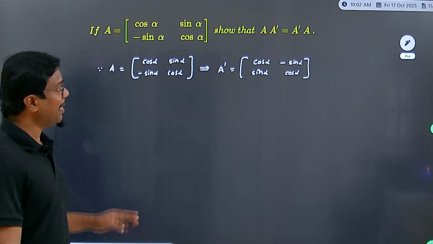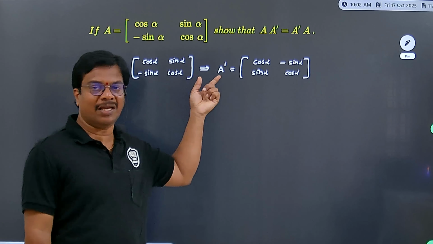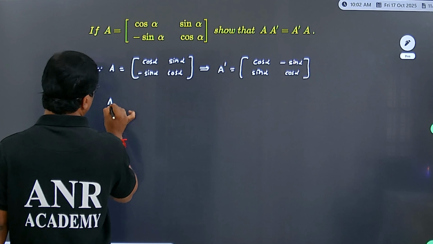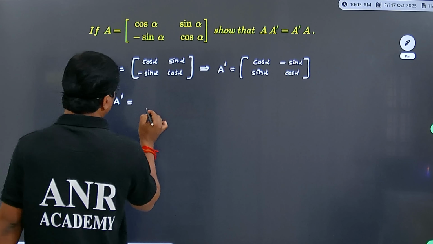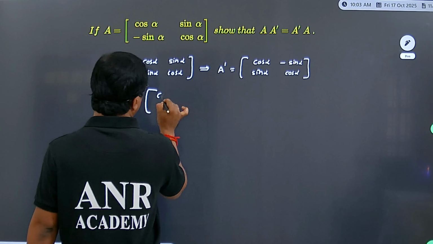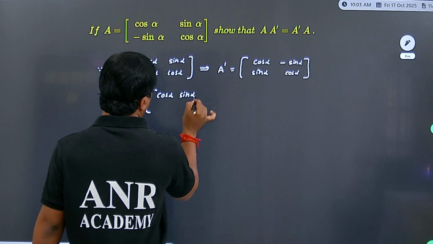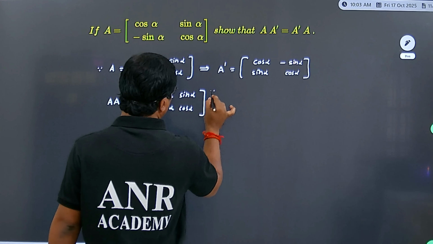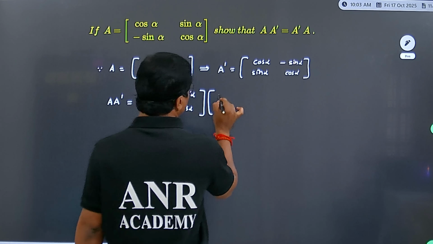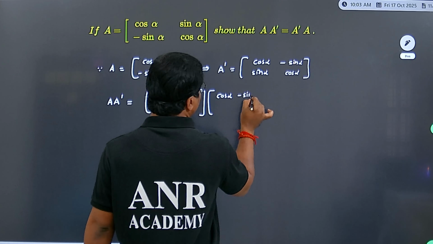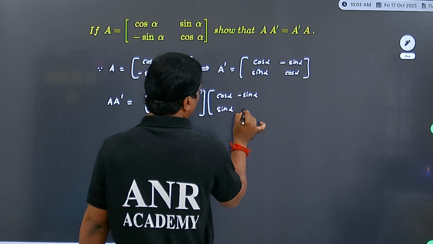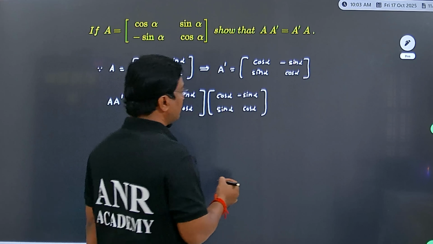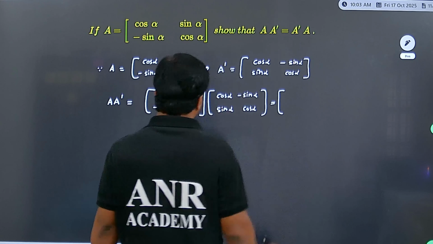First find A into A transpose and then find A transpose into A, and then check whether they are equal or not. Yes, A into A transpose: A is cos alpha, sin alpha in the first row, minus sin alpha, cos alpha in the second row. It is multiplied by its transpose, cos alpha, minus sin alpha, and here it is cos alpha. Yes, product of these two.